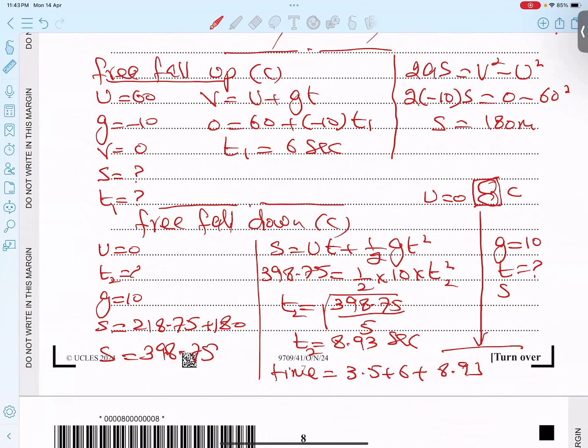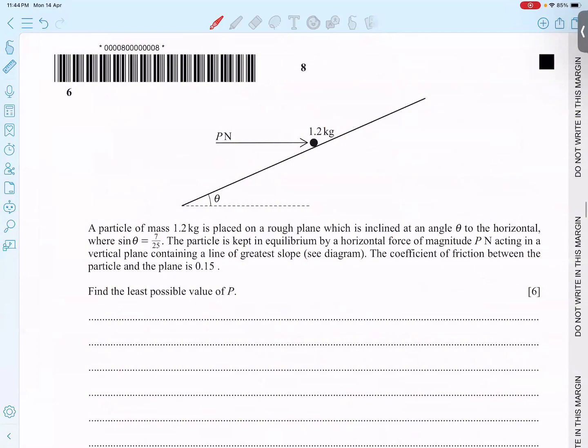Let me check again: 8.93 plus 6 plus 3.5. The final answer is coming 18.43 seconds. And I hope the concept is very clear. This was a little tricky question, but I hope you got the idea. The question is completely over. Rounding, 18.4 seconds. The next question is number 6.